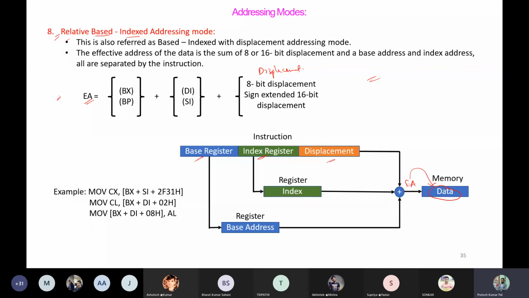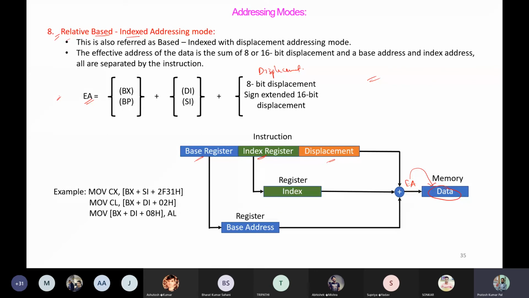Once we know perfectly what different types of representations there are for data, we will be able to write programs effectively. If we know how we should provide data to an instruction, then it is easy to write a program for 8086.